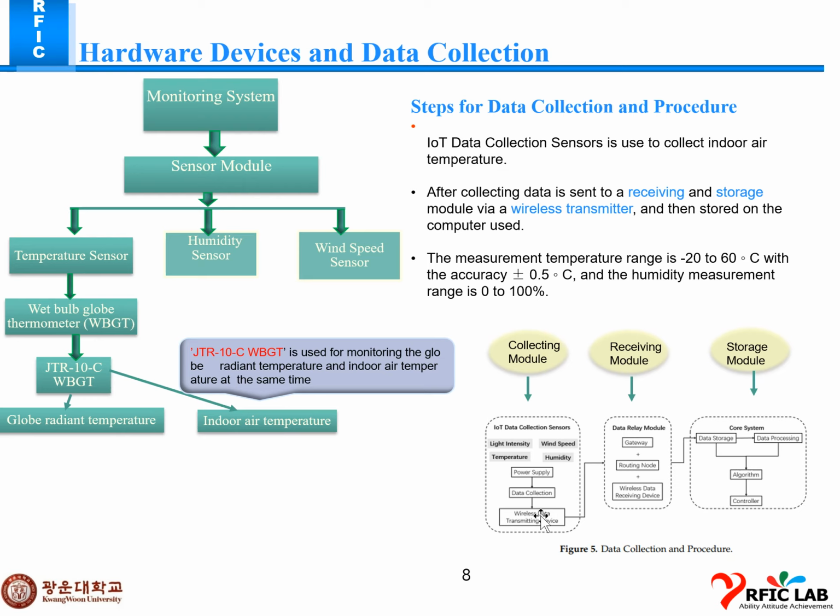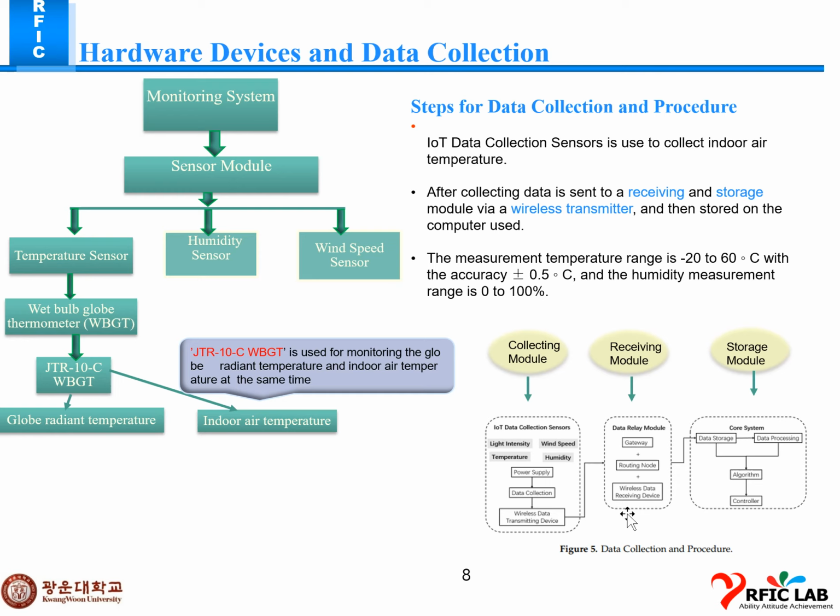Then the data is collected, and as I said, RFID or Bluetooth or some wireless device is connected as the wireless data transmission device. Then in the receiving module it comes to the gateway, like routing nodes, and wireless transmission is done. Then the storage system comes into the picture, with data storage and data processing using algorithms like BP neural network, and various algorithms have been implemented for storage, and the controller controls all the data.